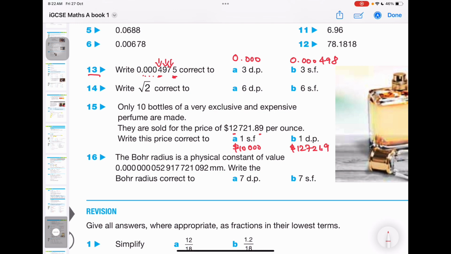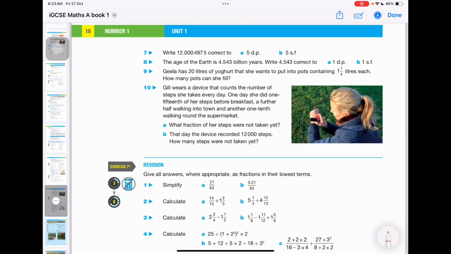Do you have to put 90? No, because we are just interested to express it to 1 dp. That's it. Just try the questions, revise. If you have any questions, just do let me know in the comments below.